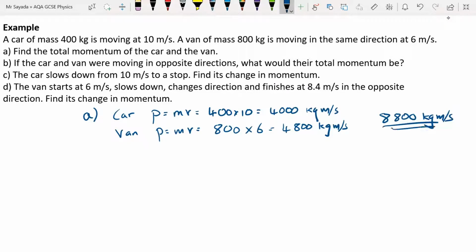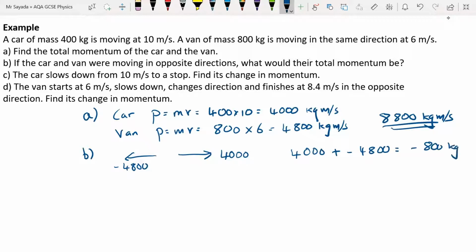But then question B starts to think about the fact that momentum is a vector quantity. So if they're moving in opposite directions, that means one of them is going one way. So let's say this is the car going to the right with a momentum of 4,000, and the van is going to the left with a momentum of minus 4,800. So this time their total momentum is 4,000 plus minus 4,800. And that makes minus 800 kilogram meters per second.